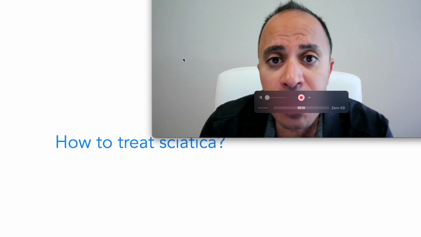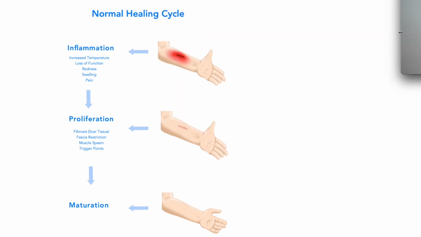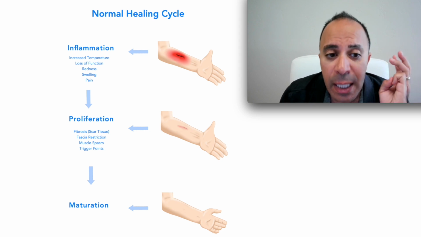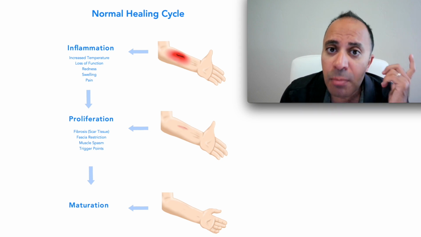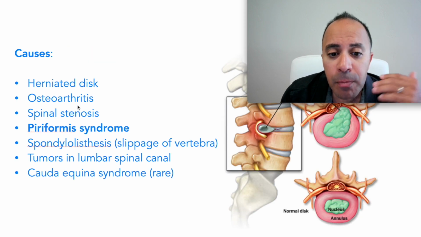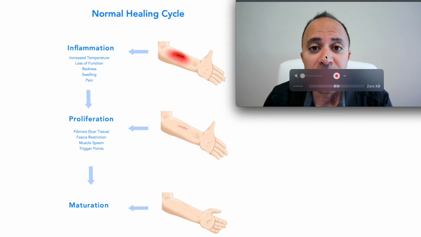Well, to answer this question, we really need to understand what happens internally in the body as the normal healing cycle. So I'm going to use an external paper cut here to visualize the normal healing cycle, but the same process happens internally when you have sciatica from herniated disc, piriformis syndrome, spinal stenosis, or osteoarthritis.